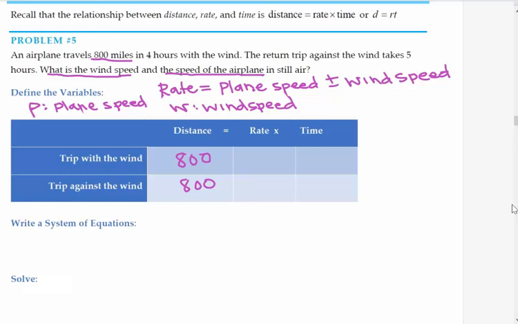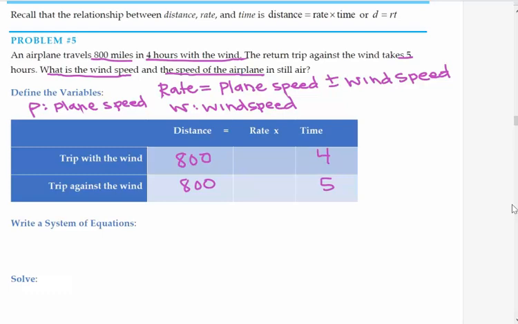Okay? And then I can see that, so 4 hours with the wind, so this top one is with the wind, so time is 4 hours, and then 5 hours against the wind. So that goes here.